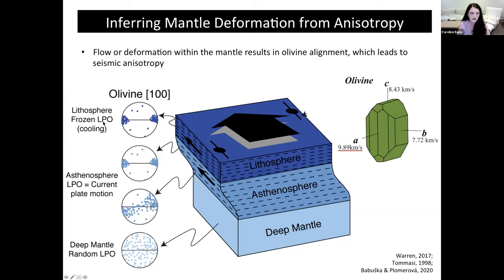And LPO here stands for the lattice preferred orientation, which is another terminology that often gets used. In the lithosphere, it's a bit like when new seafloor forms at a mid-ocean ridge and you freeze in the magnetic field when that basaltic crust forms. In this case, the last major deformational event freezes in the anisotropy and the pattern of deformation into the lithosphere.